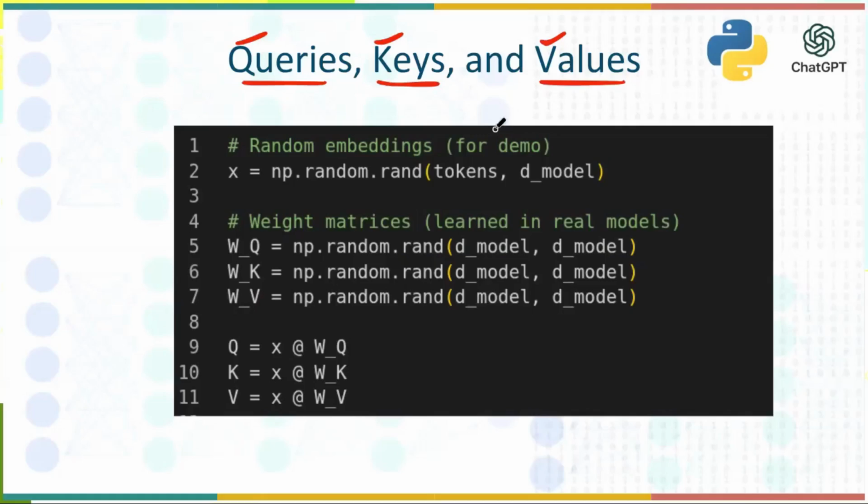In practice, this is done by multiplying the embeddings with 3 separate weight matrices: one for Q, one for K, and one for V. These weight matrices are learned during training. For our demonstration, we will generate random embeddings and random weight matrices just to see the shapes and mechanics in action. From there, we compute Q, K, and V by simple matrix multiplication.